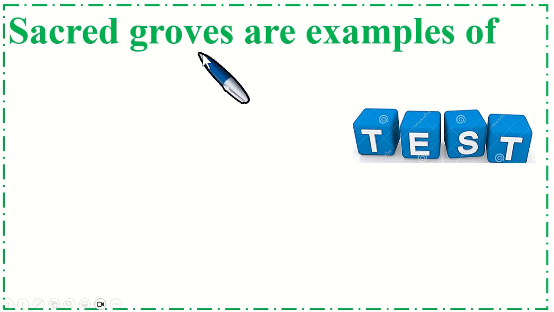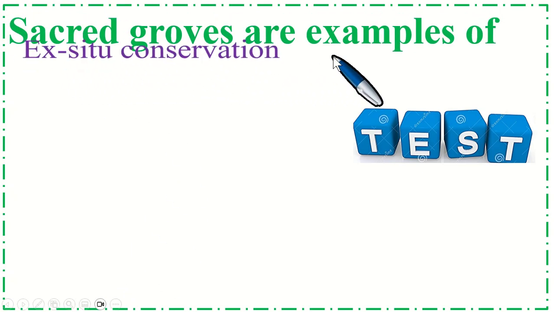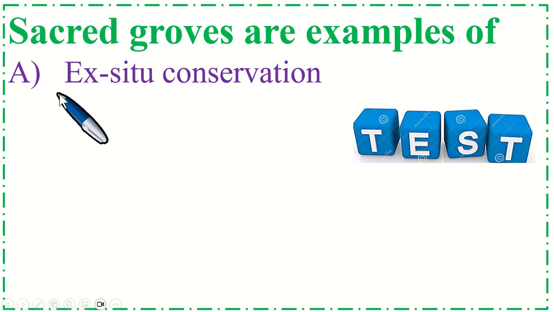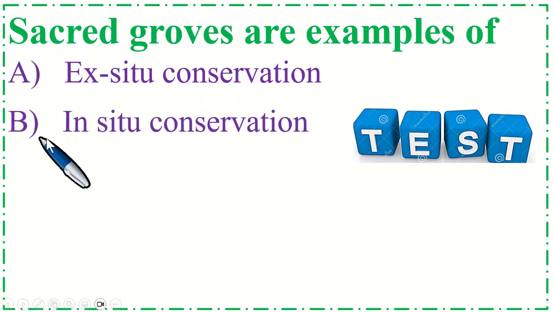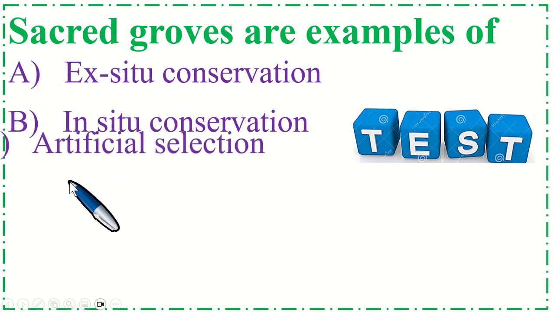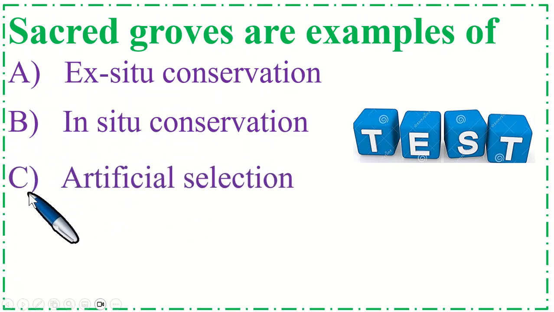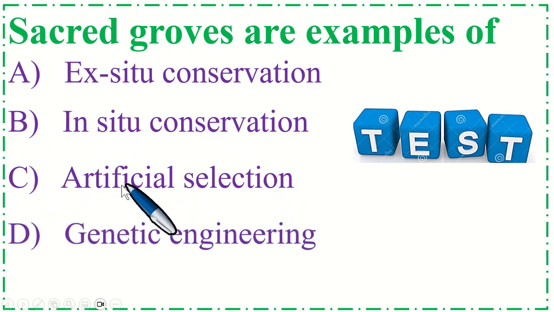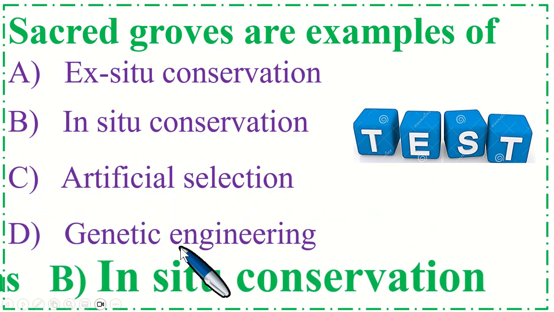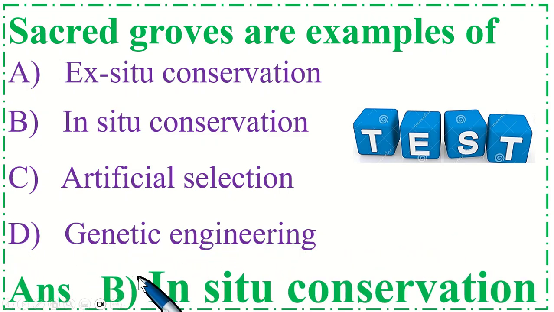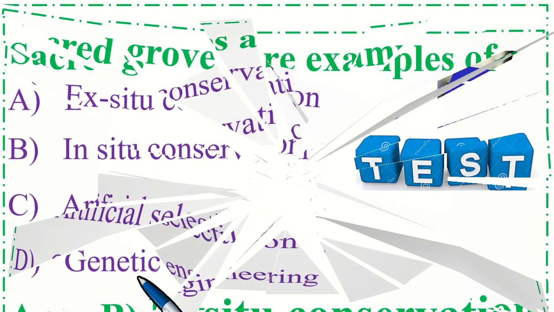Sacred groves are examples of option A ex situ conservation, B in situ conservation, option C artificial selection, and option D genetic engineering. So the correct option is B in situ conservation.